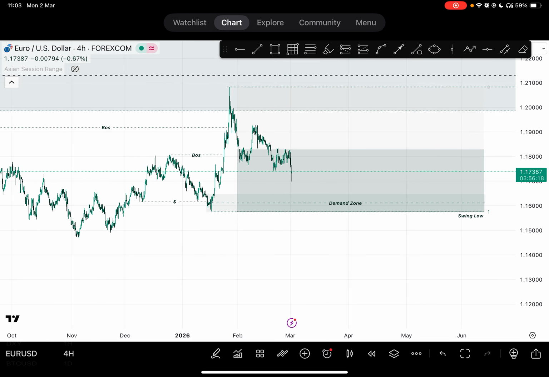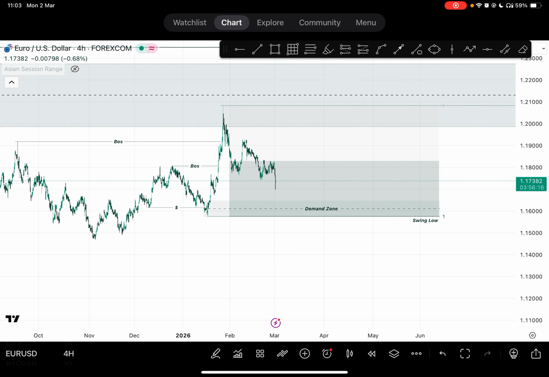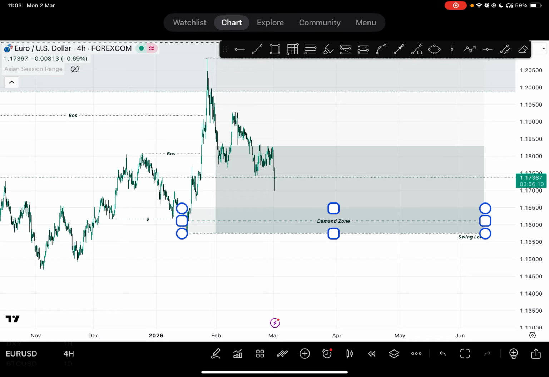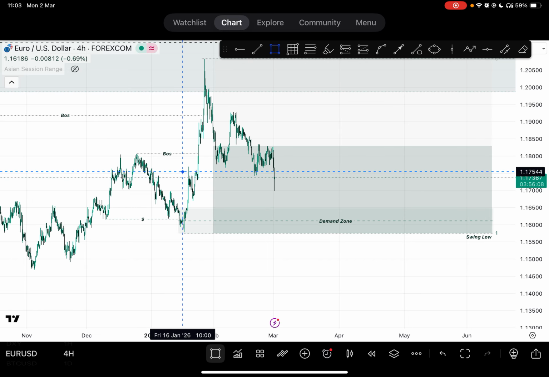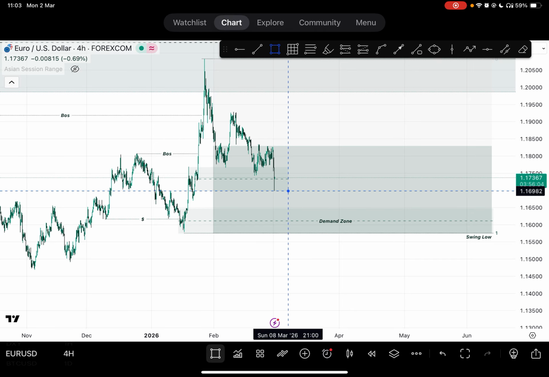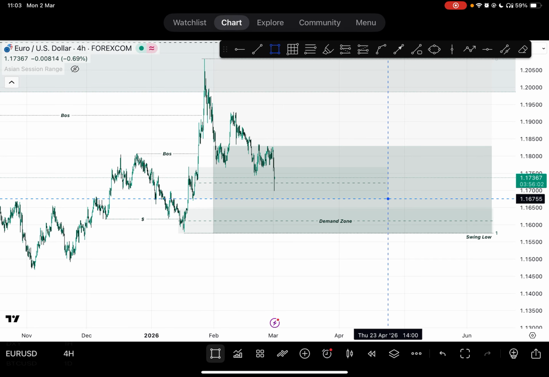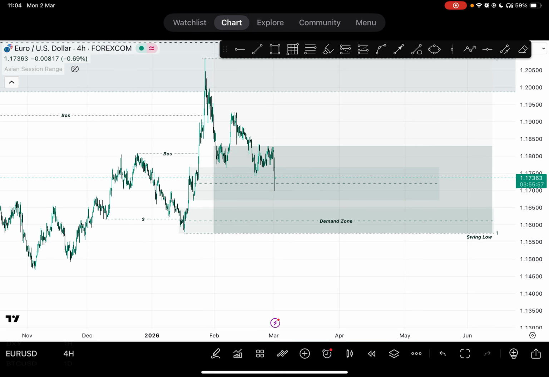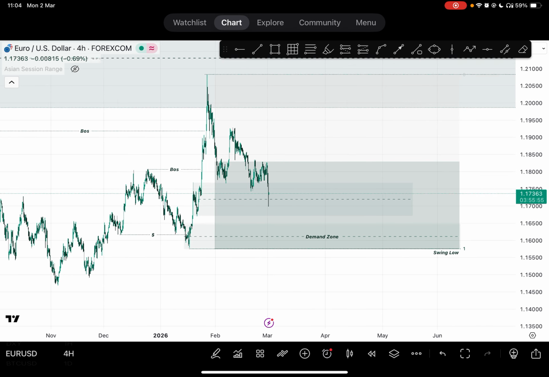And where would the shift be? Of course, we have marked out our demand zone, right? We still have another demand zone there. We still have another demand zone, which was this. This was just another demand zone, which is still the discount price range, right?